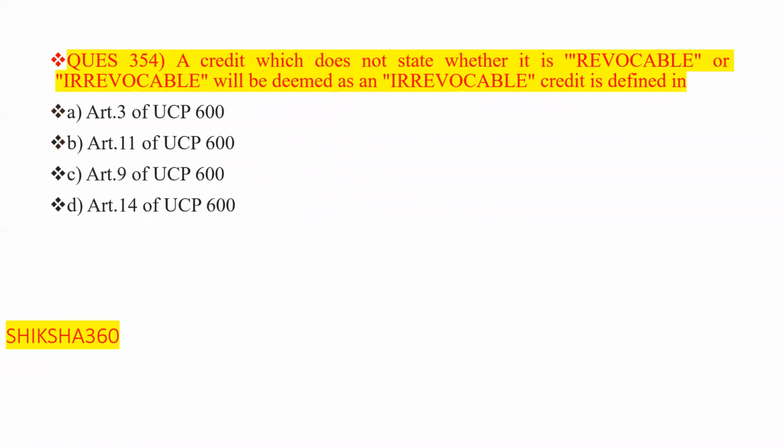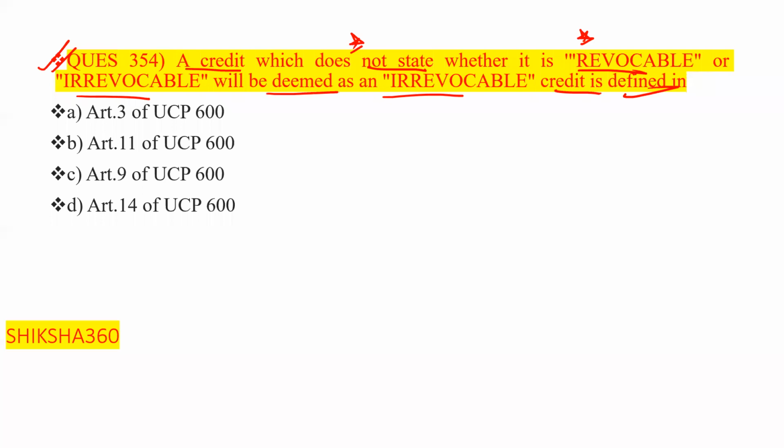Now move to the next question, question number 354. A credit which does not state whether it is revocable or irrevocable will be deemed as an irrevocable credit. It is basically defined in the UCP 600.